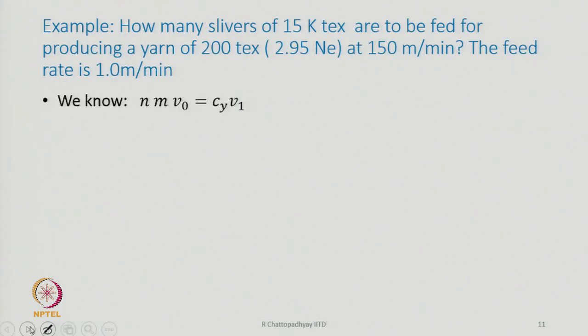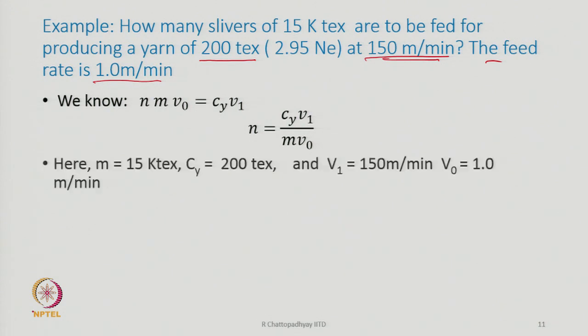Like an example, how many slivers of 15 kilotex are to be fed for producing a yarn of 200 tex at 150 meters per minute. The feed rate is 1.0 meters per minute. We have to think of feeding very slow always. So, 1 meter per minute is a slow feed rate.